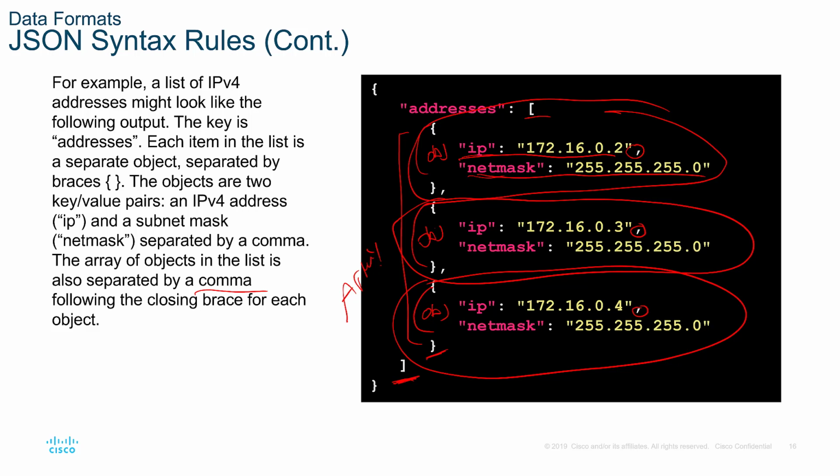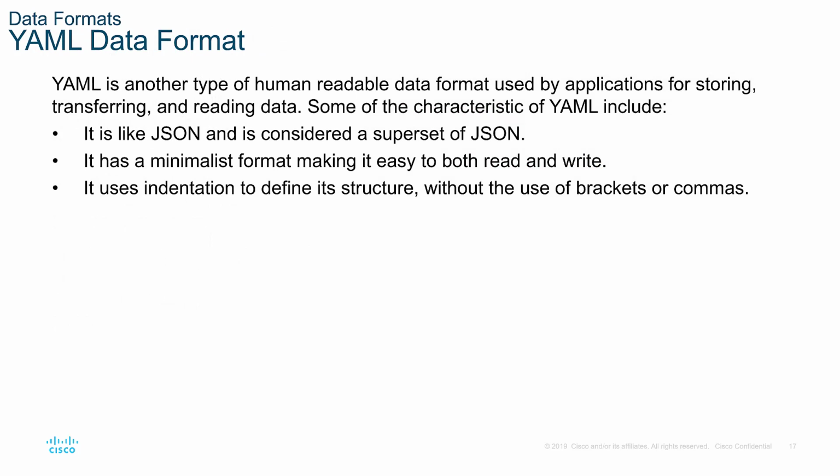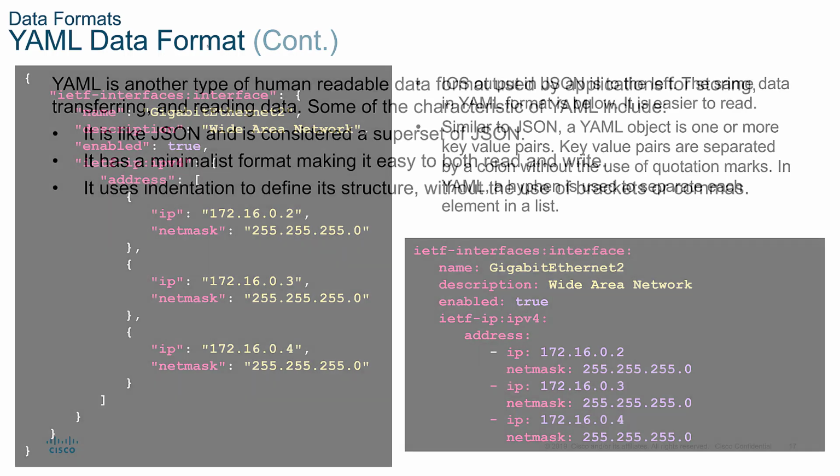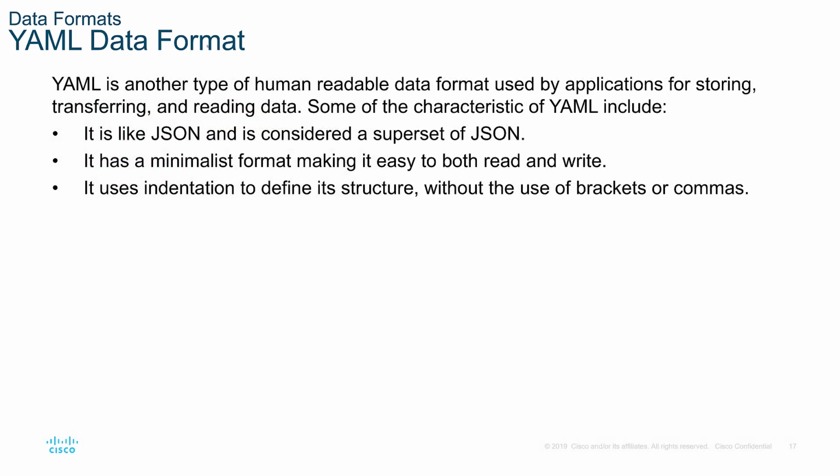Alright, so let's look at a few other types. We have our YAML data formatting, which is another type of human readable data format. It's used for transferring and reading data. The characteristics of YAML include very similar to JSON. It's a superset of JSON. It's more of a minimalistic format, making it easier to both read and write. It uses indentation to define its structure without brackets or commas.